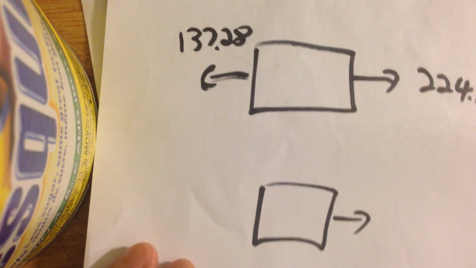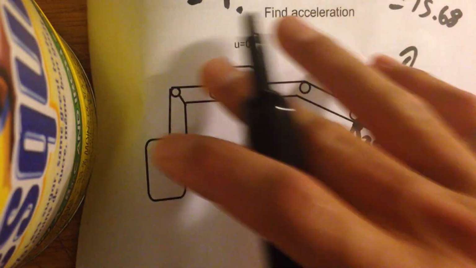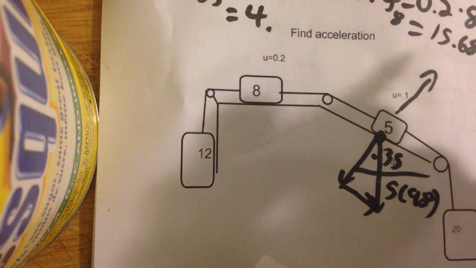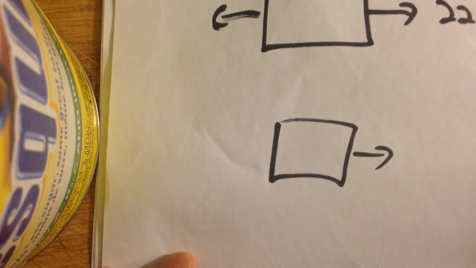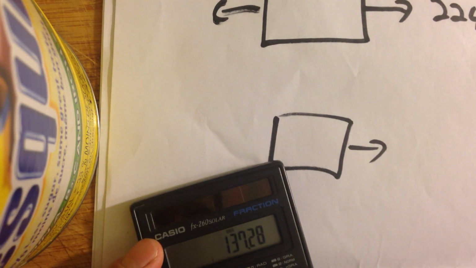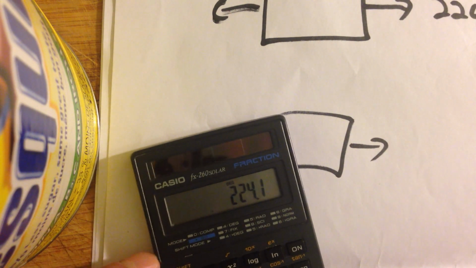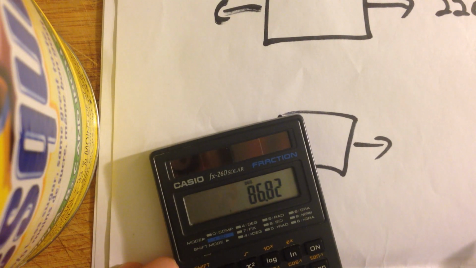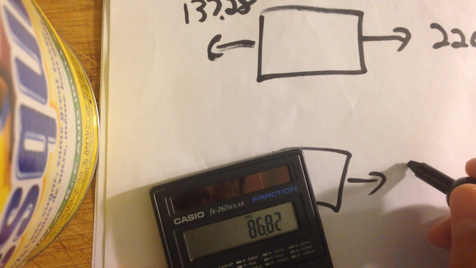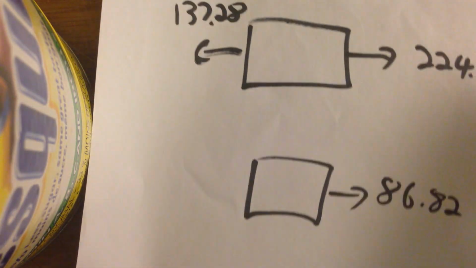So the net force is clearly to the right, which means the system is indeed rotating counterclockwise. Technically it's not rotating, everything's moving in a linear fashion. And its net force is 224.1 minus 137.28, and that's 86.82. And remember, our total mass of this block is 45 kilos.